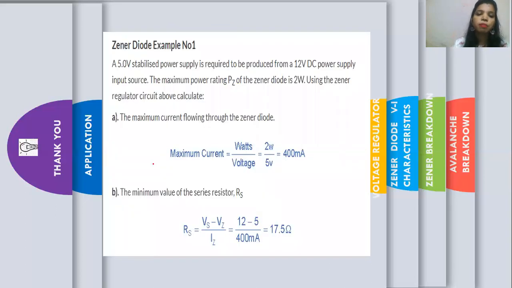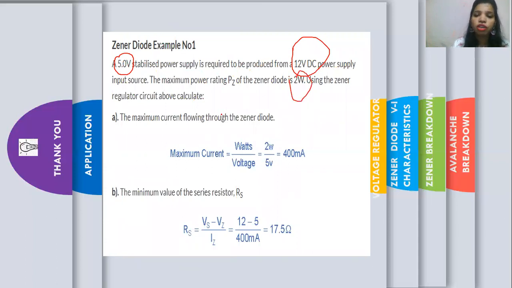So by keeping these points in mind, we have to design the Zener diode. For example, there is a numerical: a 5 volt stabilized power supply is required to be produced from a 12 volt DC power supply input source. The maximum power rating PZ of the Zener diode is 2 watt, and we have to calculate the maximum current through the Zener diode and the value of resistance RS. So keep in mind 5 volt is your output, 12 volt is your input voltage. And the power rating is 2 watt.